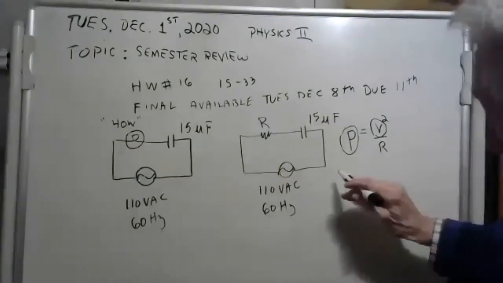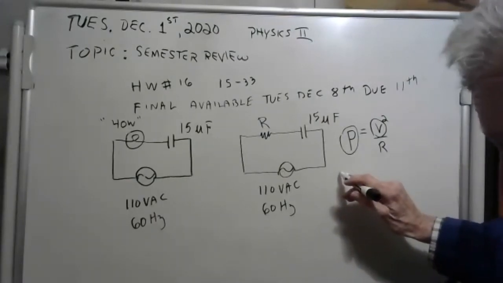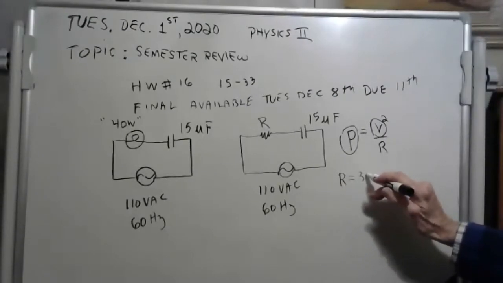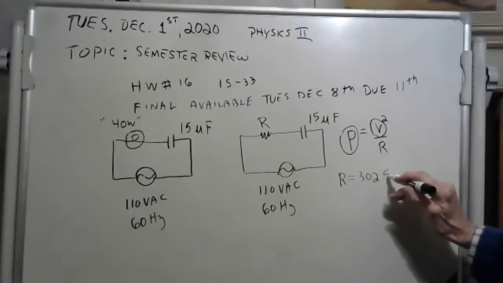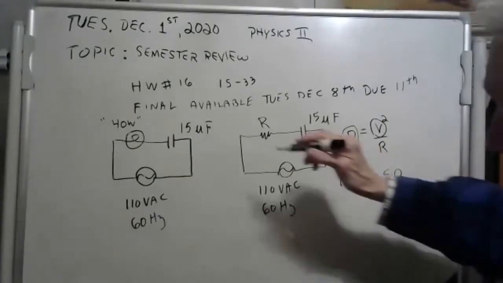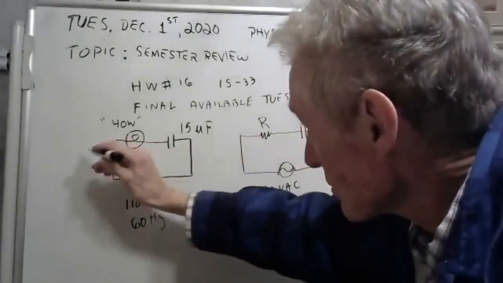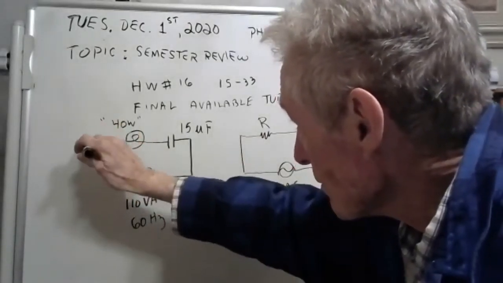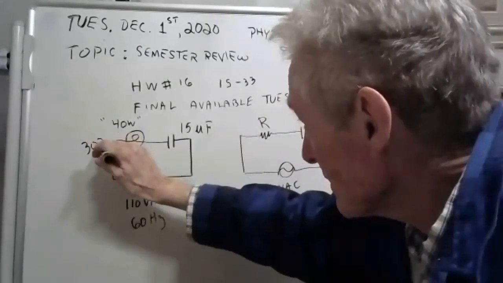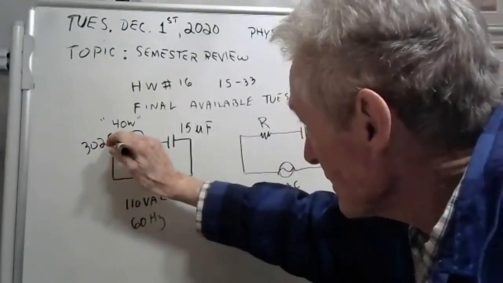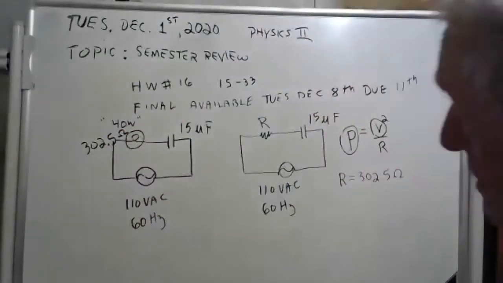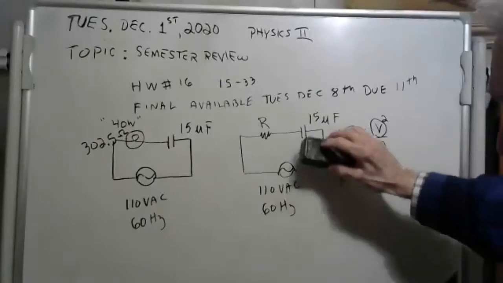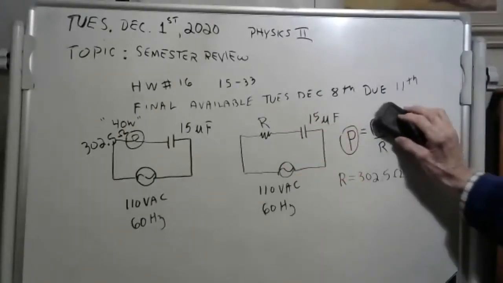Did you get 302.5? Yeah, that's what I got. I got a resistance of that bulb, 302.5. Here, let's put it right here. That was a little confusing, but I think we're okay. We've done this before. So now we know what it is. It's really a resistor is all it is. We don't need this circuit here anymore.